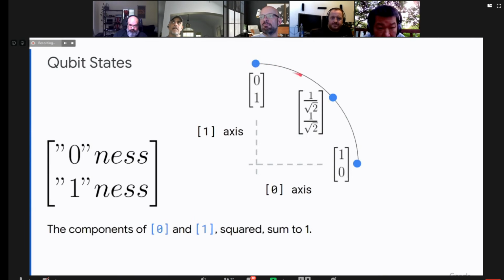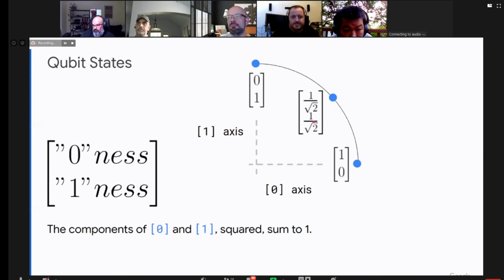It can be any value in between zeroness and oneness. It's a mixture of the two. And the components of zeroness and oneness squared will always sum to 1. That's just what this graph is right here. In this case, I picked a point halfway in between. 1 over root 2, 1 over root 2. If you square that, that's 1 over 2. If you square this, that's 1 over 2. That sums to 1. So this is a valid state for a qubit.